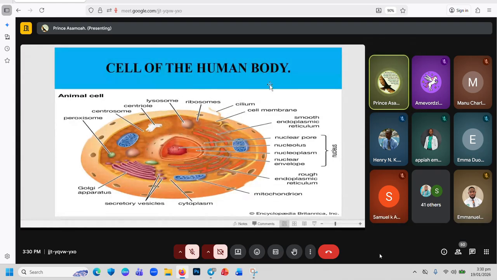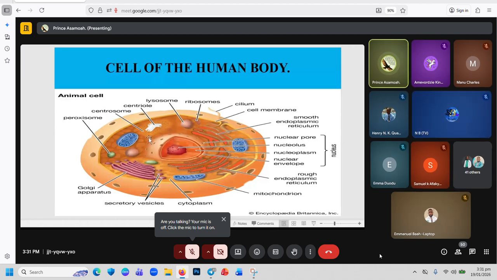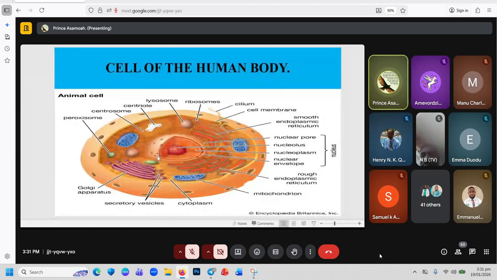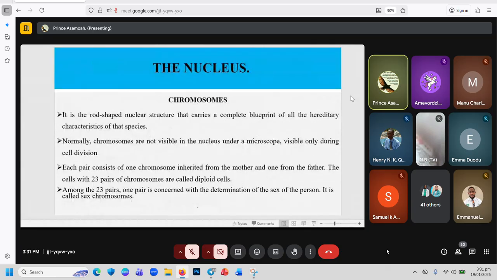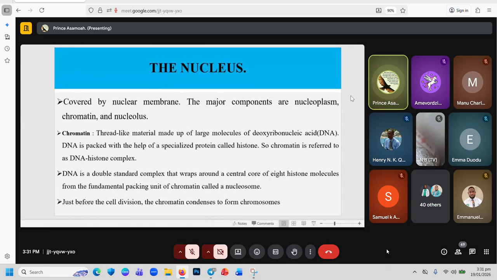Okay, so let's continue. There are no questions. We have talked about the plasma membrane. Now let's look at the nucleus, the part here. We are saying that the nucleus is covered by a nuclear membrane, and the major components are nucleoplasm, chromatin, and nucleolus.